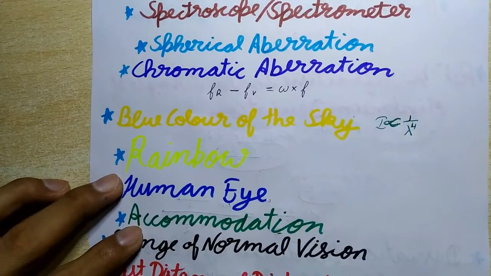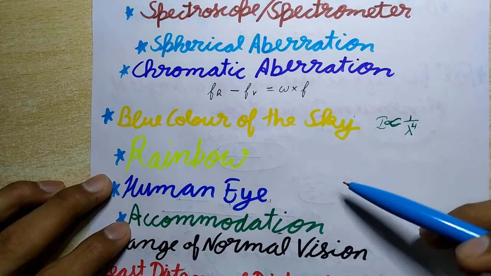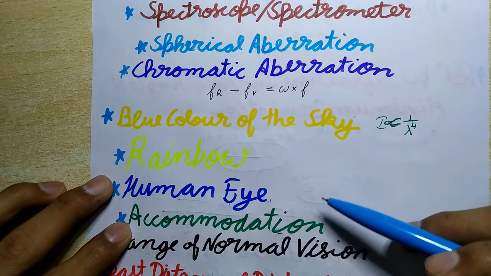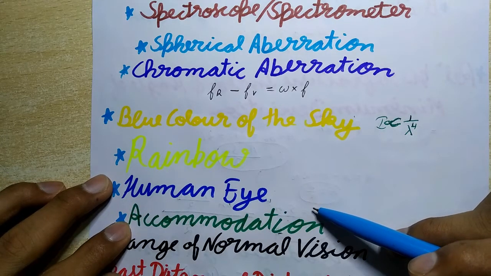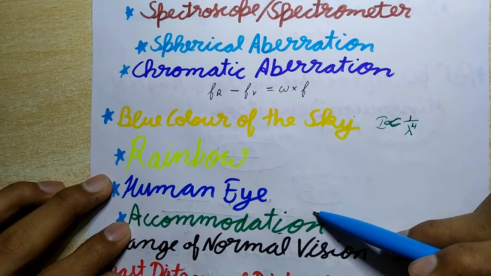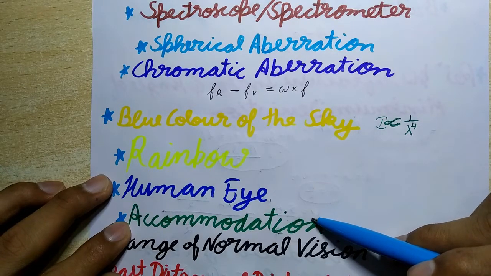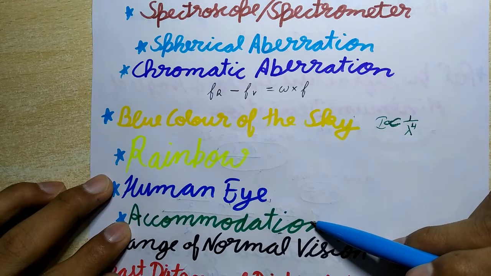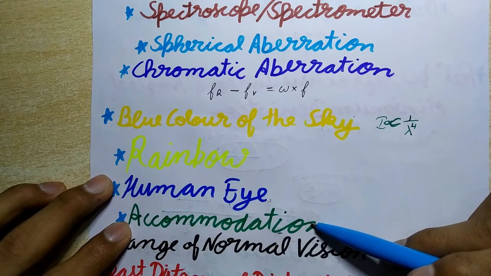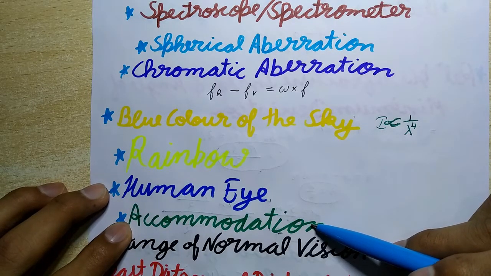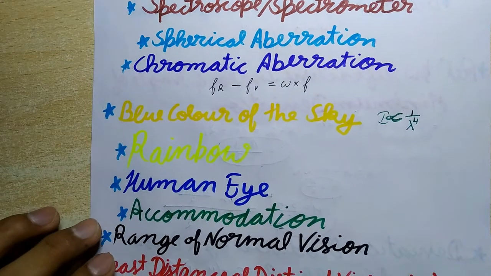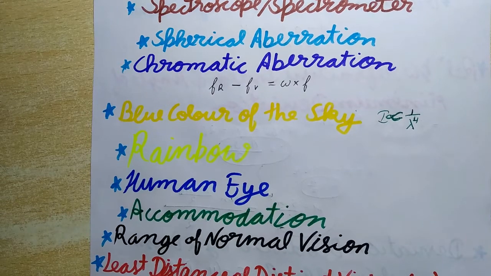Now next is rainbow. It is nature's most spectacular display of the spectrum of light, produced by refraction, dispersion and total internal reflection of sunlight by several raindrops. It is observed when the sun shines on raindrops after a shower. An observer standing with his back towards the sun observes it in the form of concentric circular arcs of different colors in the horizon.